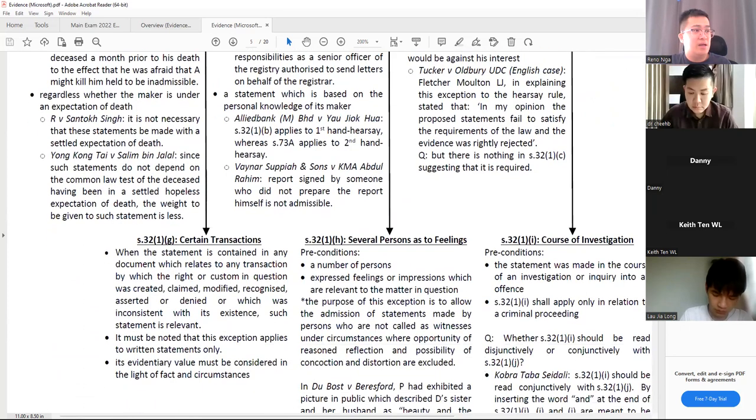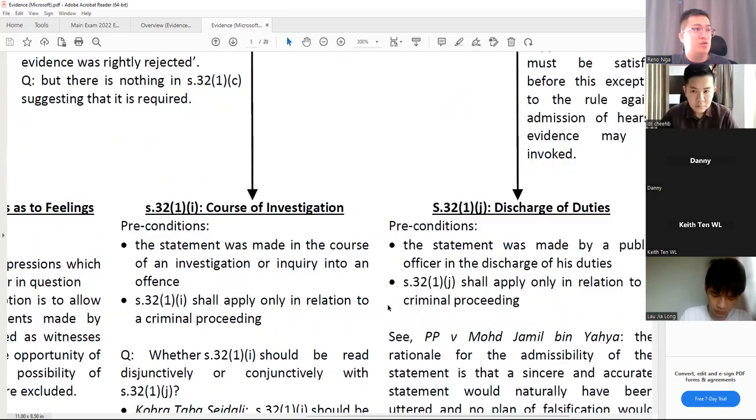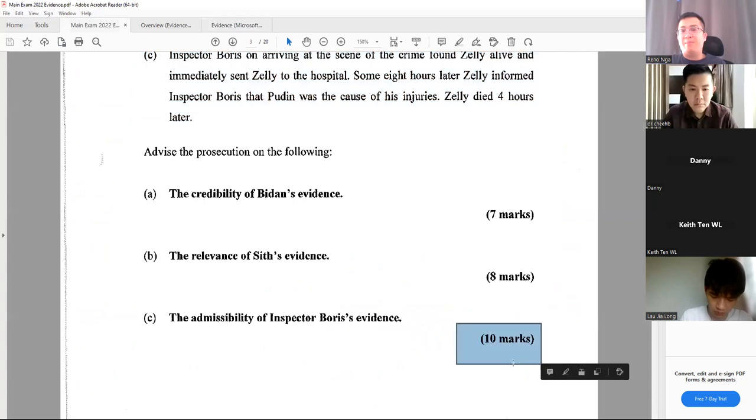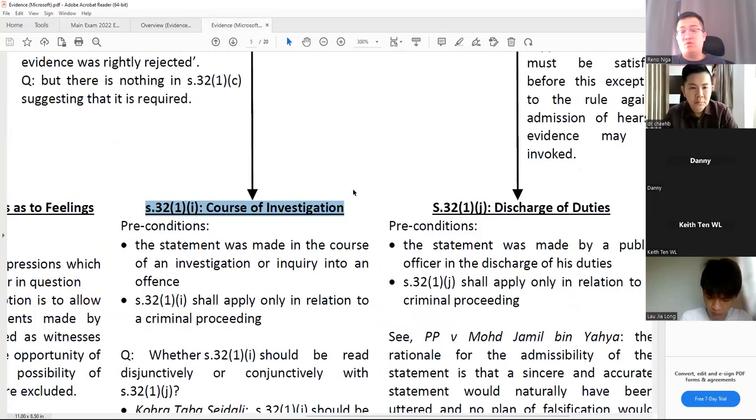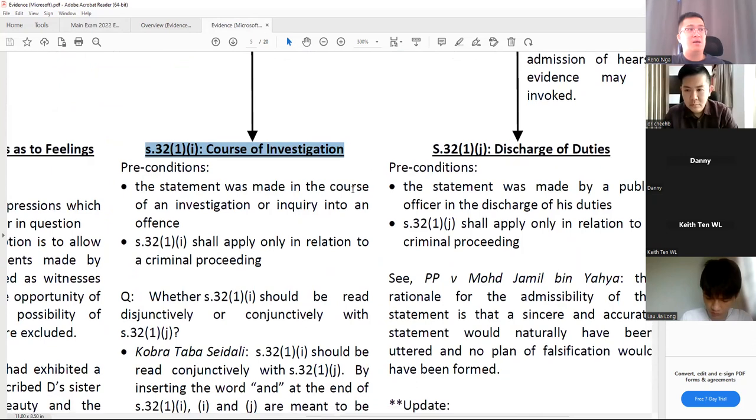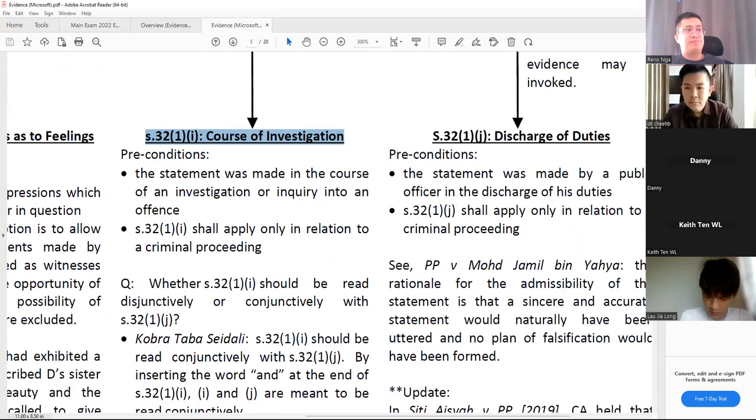And then another exception we can use is section 32, sub 1I, cause of investigation. Why? Because you look at the marks, 10 marks. Like I say, if it is 10 marks, we are expected to write maybe one page of answer. So I think you guys should write two exceptions. So 32, sub 1I, the statement was made in the course of an investigation. I think also satisfied, right?